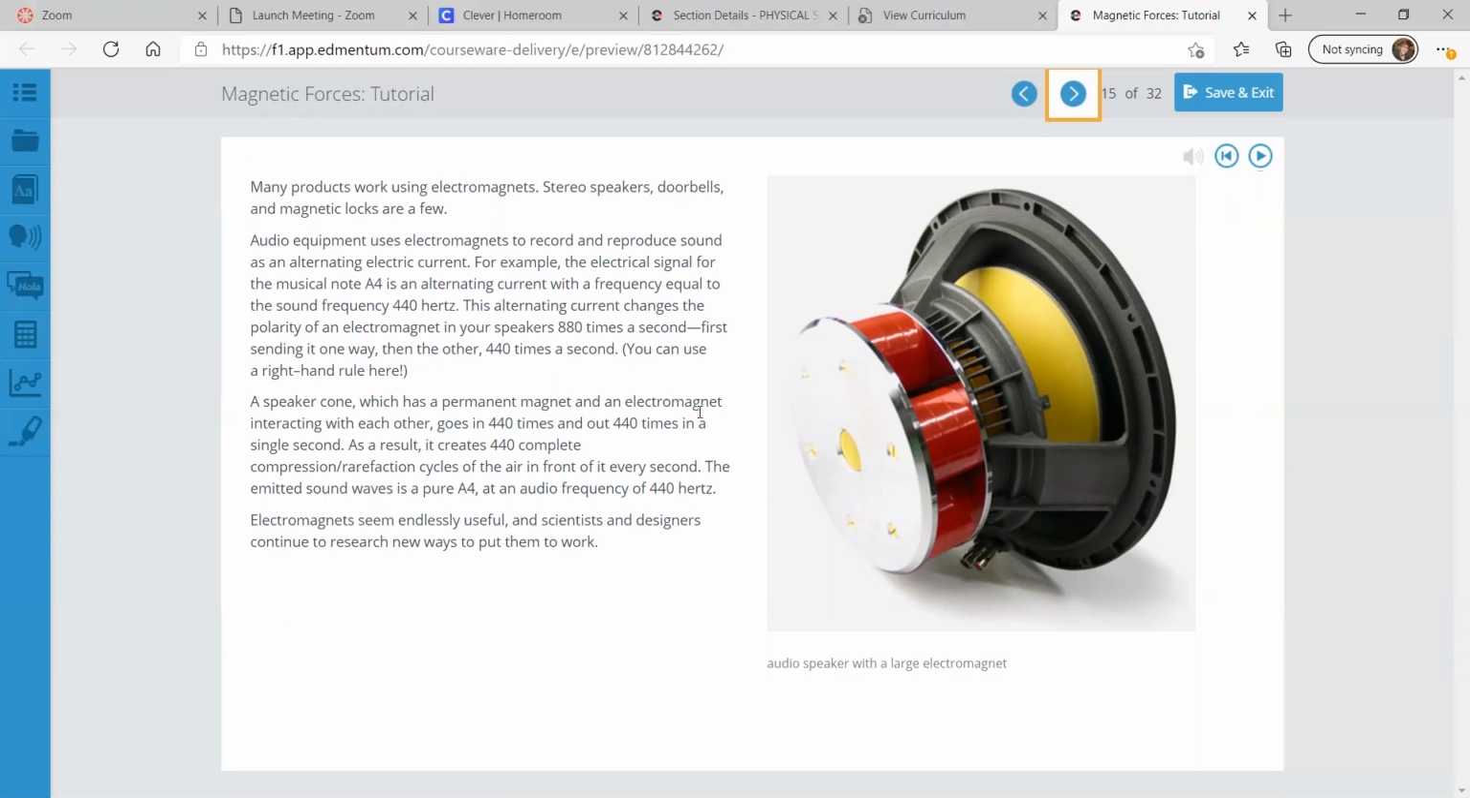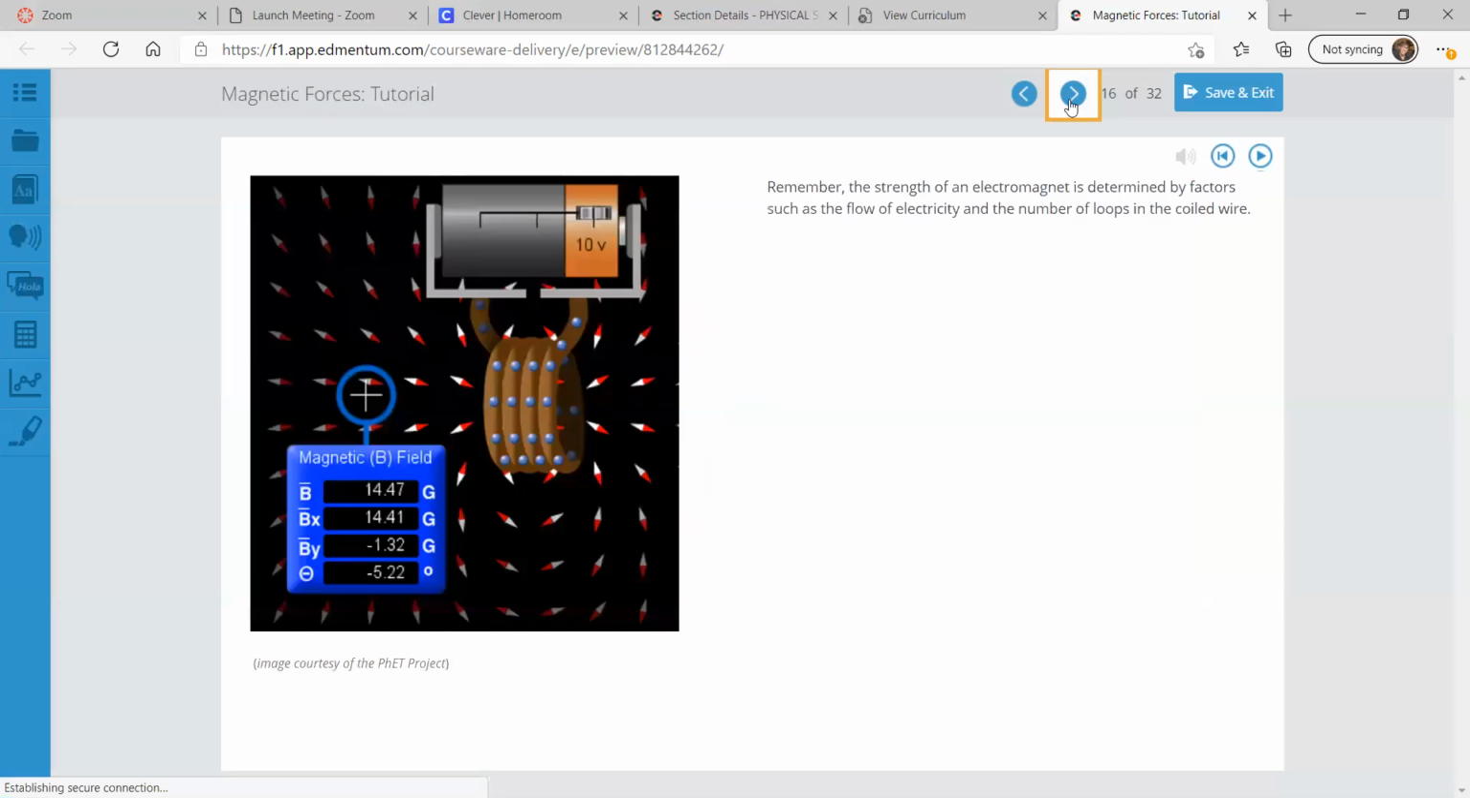So that means it creates 440 complete compression cycles of the air in front of it every second. The emitted sound wave is a pure A4 at an audio frequency of 440 hertz. So electromagnets are really useful, and they're still being researched, and scientists are finding new ways to utilize them.